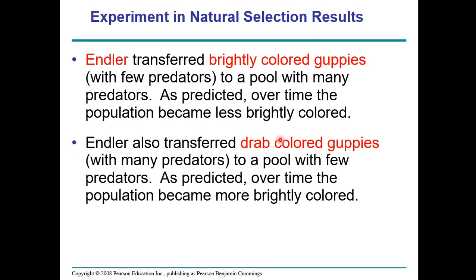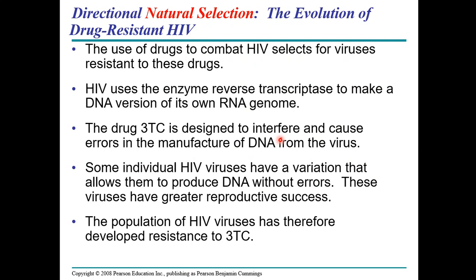Okay? So, yan. So, the use of drugs to combat HIV, human immunodeficiency virus, selects for viruses resistant to these drugs. So, HIV uses the enzyme reverse transcriptase, kasi ito yung from RNA to DNA instead of DNA to RNA. It is the reverse transcriptase. Okay? Instead na mag-transcript yung RNA from the DNA to create a protein, ito baliktad, from RNA to DNA, so therefore HIV is a retrograde. When we speak of retrograde, baliktad, so kaya nahihirapan yung ating mga scientists to combat this virus. Okay, so HIV uses the enzyme reverse transcriptase to make a DNA version of its own RNA genome.